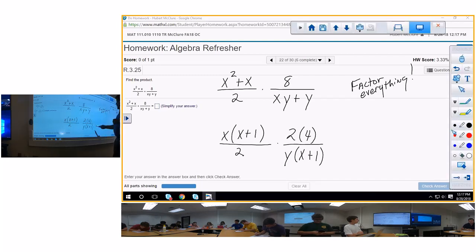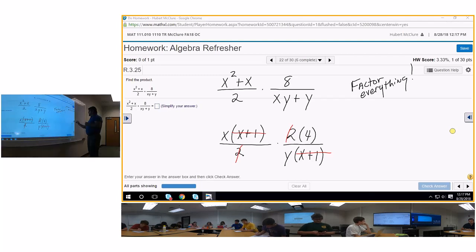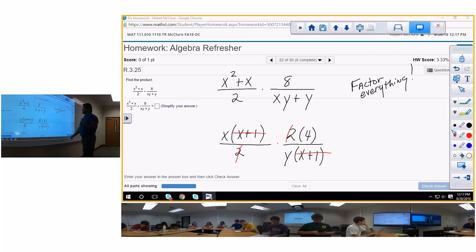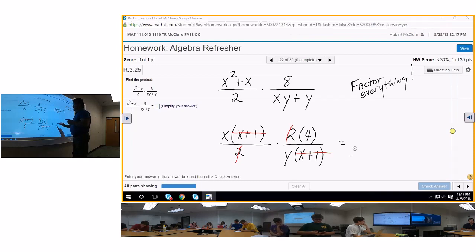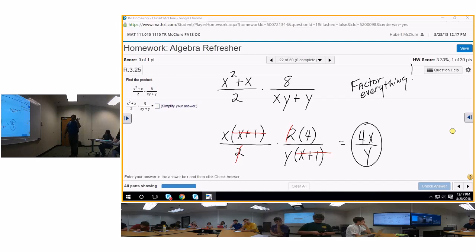Now when you do that, the x plus 1's cancel, the 2's cancel, and you're left with 4x over y. Now a lot of you say, well Hubert, that was very simple. But some of you had to actually what? Think. Yeah, some of you actually had to think and go back and find that filing cabinet, Math 110 filing cabinet, and find the file that had this on it before you started. You didn't just say, oh, all of those cancel.